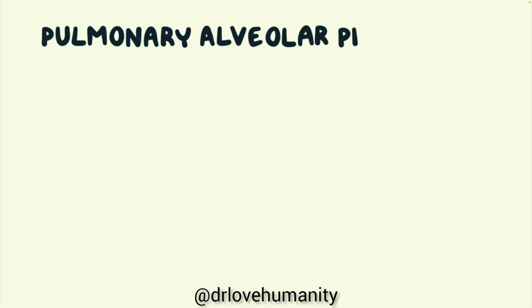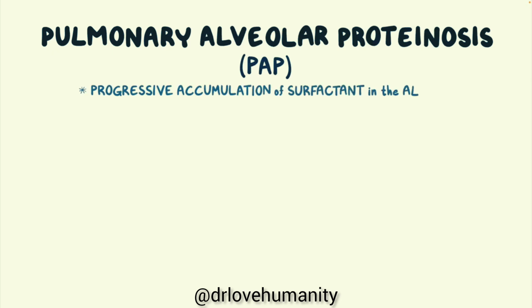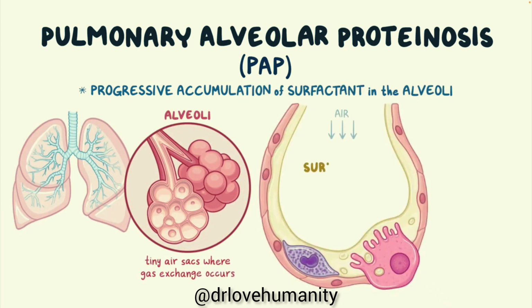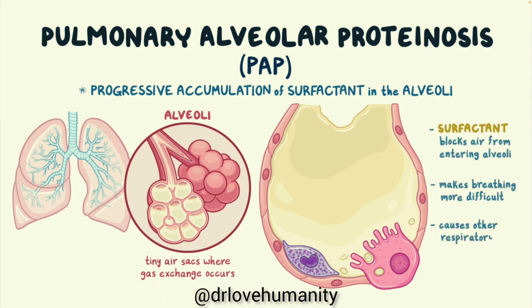Pulmonary alveolar proteinosis, also called PAP, is a rare syndrome characterized by progressive accumulation of surfactant in the alveoli. Alveoli are the tiny air sacs in the lungs where gas exchange occurs. Surfactant is a substance produced by the alveolar cells that reduces the surface tension in the alveoli and prevents them from collapsing. In PAP, there's so much surfactant that it blocks air from entering the alveoli, making breathing more difficult and causing other respiratory issues.